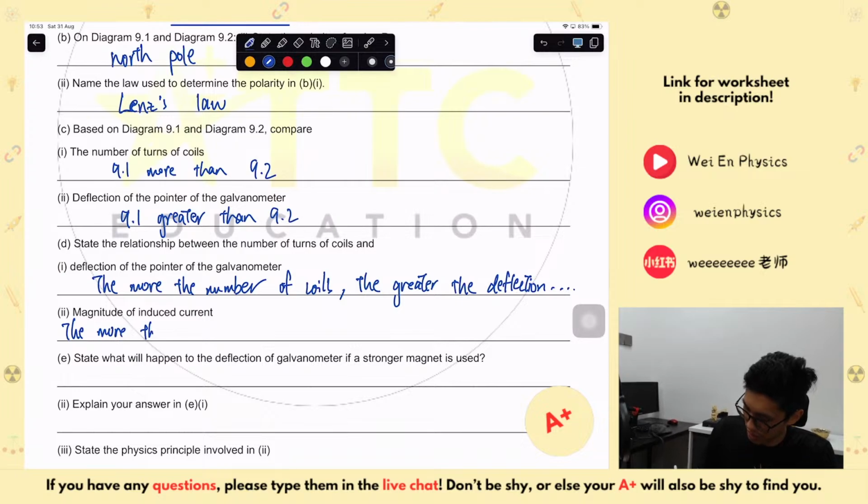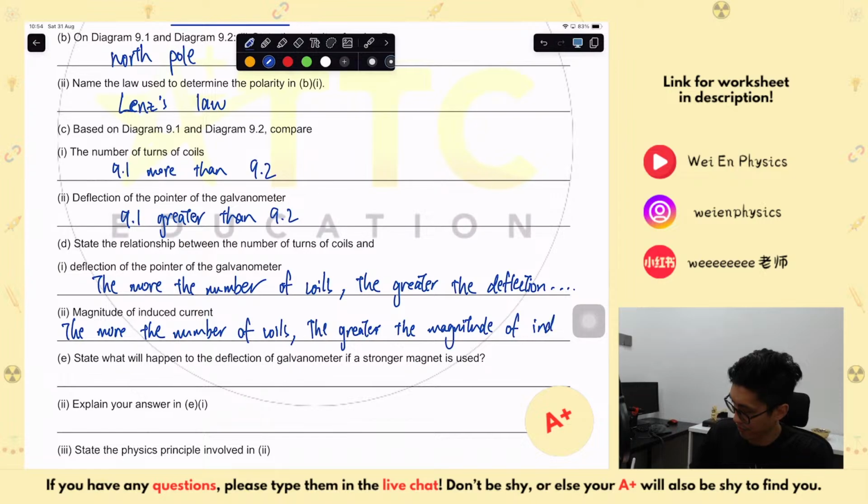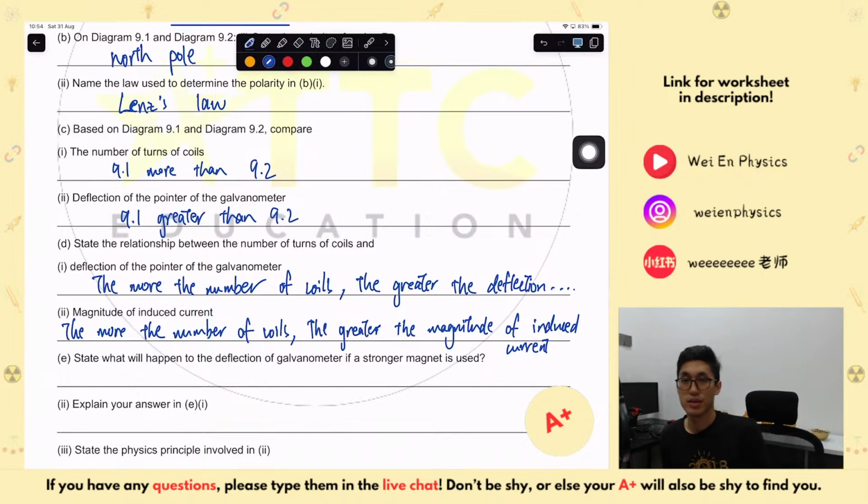The more the coil, the more the number of coils, the greater the magnitude of induced current. Induced current means current that you make, current that you produce.